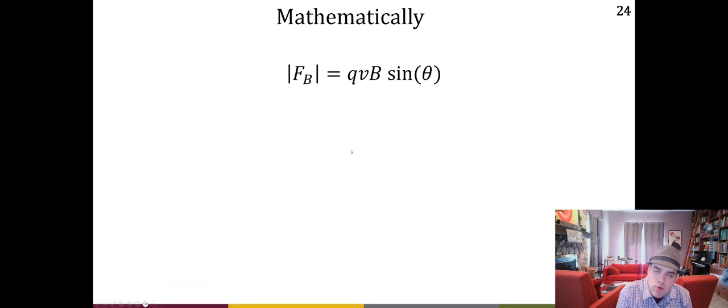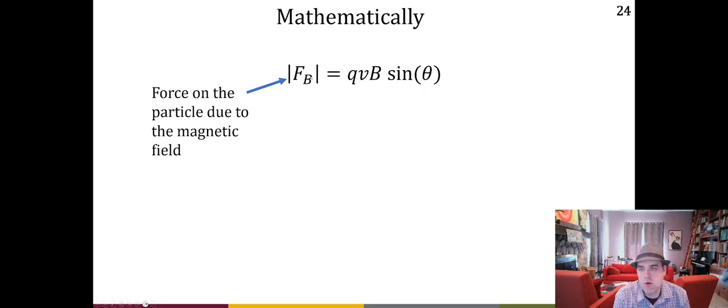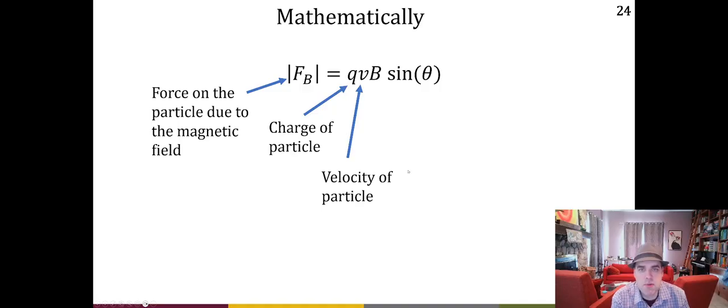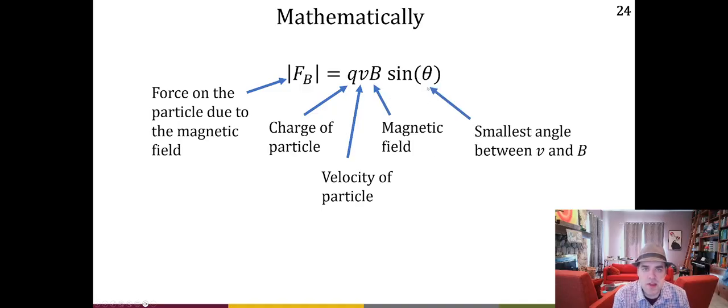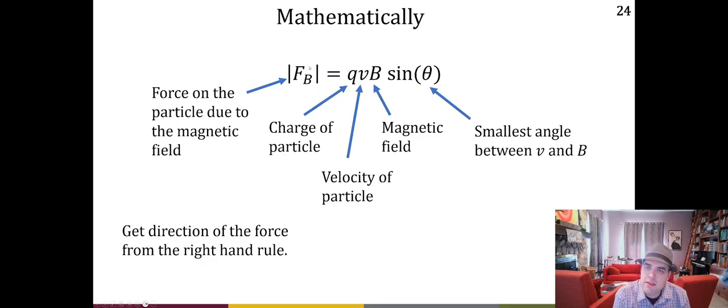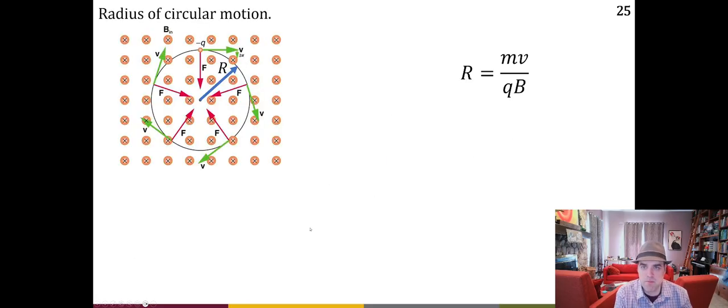And we have an equation that will tell us the magnitude of this force. So this is the force on a particle due to the magnetic field. That's what that B stands for, force due to the magnetic field. Is equal to q, which is the charge of the particle, v, which is the velocity of the particle, B is the magnetic field, and theta, this is the smallest angle between the velocity and the magnetic field. And this gives us the magnitude of the force. We have to use our right-hand rule to determine what direction that force is going to be in.